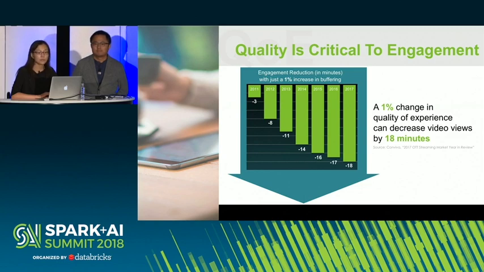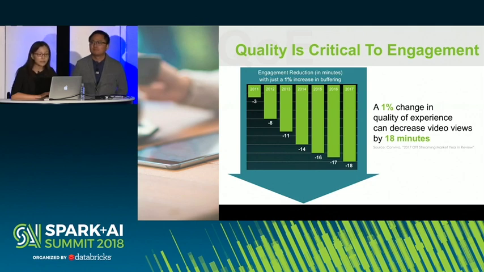So Conviva has been measuring the video quality and the viewer engagement for several years. And we have observed a consistent correlation between the quality and the viewer's engagement. So basically, just one tiny bit of change in the video quality can cause viewers to stop watching the video much earlier. So it is important to detect the quality issues and fix them as early as possible.